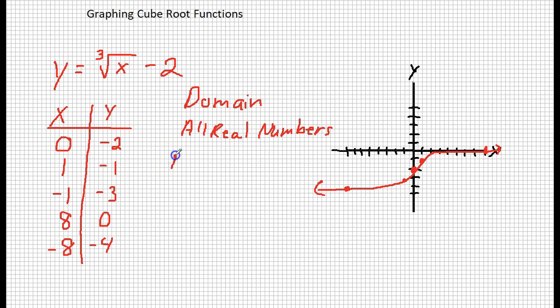The range, however, is a little different. Or is it? Actually, it isn't. Because I'm always going to get an answer for y, and it's going to keep going up here slowly, but it will. It's going to keep going down here. So the range actually is also all real numbers. So a lot nicer than the square roots. Okay, so all real numbers. So domain and range for all cube root functions are all real numbers. Alrighty, have fun graphing these.